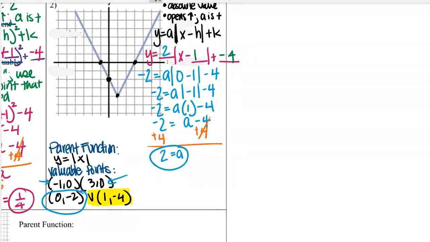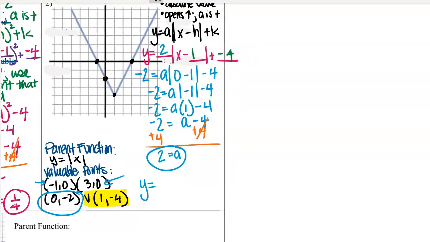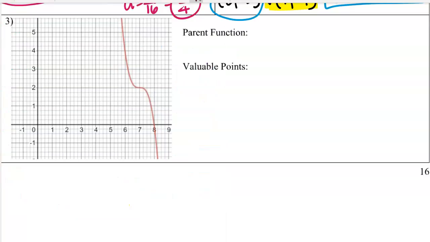So now let's just rewrite this and box it up. We rewrite it because it's just nicer, all right? So absolute value, the 2 goes in the front. Remember that. So y equals 2 times absolute value, x minus 1. Close it up with the absolute value bar, and then -4. Box that up.